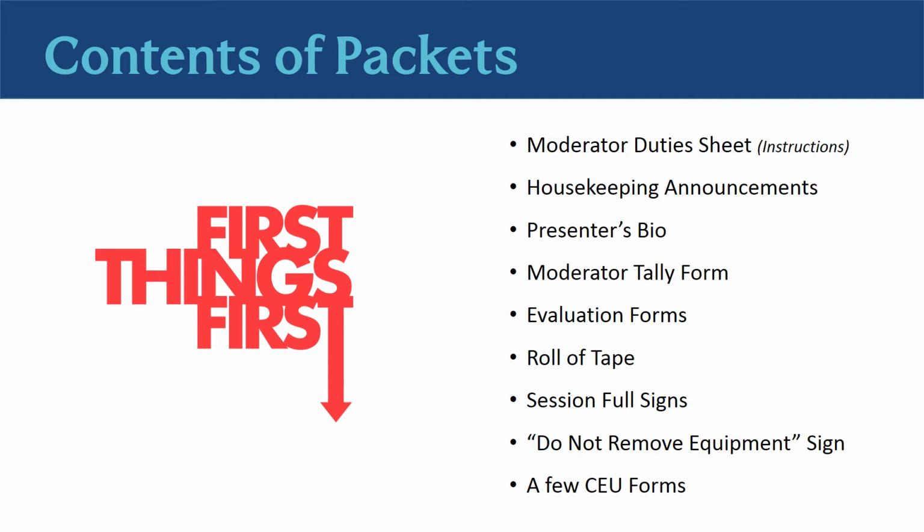Also in your packet is the pre-printed housekeeping notes and the presenter bio. Both of these documents will be useful when making opening announcements. You'll also be provided a moderator tally form and plenty of blank evaluations for attendees. A roll of tape to be used with the session full sign if the workshop fills, and also in the packet is a do not remove equipment sign and several CEU forms in case attendees need extras.